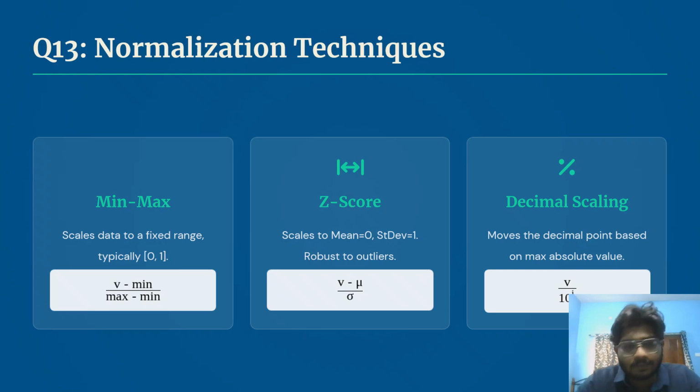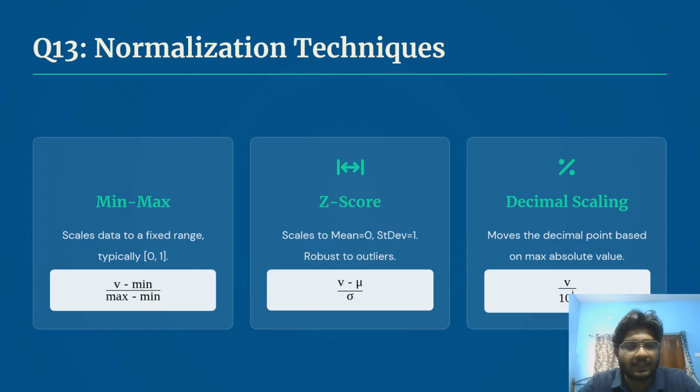Now, Z-score, also called standardization. This is the most common for analysis. We transform the data so that the new average, the mean, is 0, and the new standard deviation is 1. A Z-score of +2 means a value is 2 standard deviations above the mean. Right. Now these are the formulas written here.